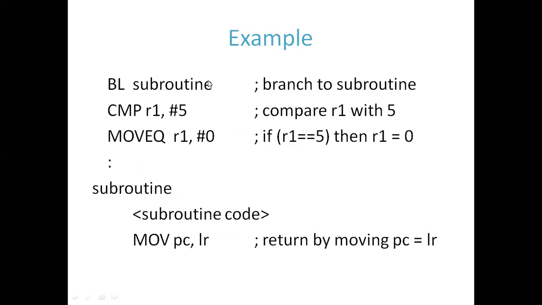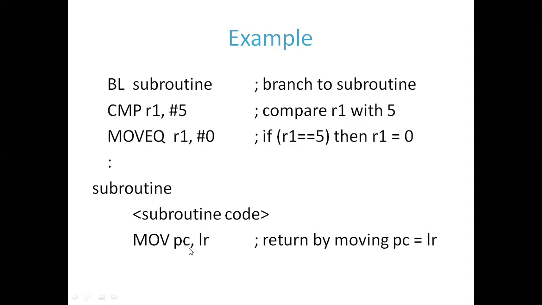Here is one more example of the branch with a link, right? What is that? BL subroutine. That is a branch with a link. Branch to subroutine. Your execution control will be transferred here. Here is the label, and corresponding to the subroutine, we have it. We are moving the contents of LR to the PC register, right? What is that LR, which is nothing but the return address, and that address will be given to PC.